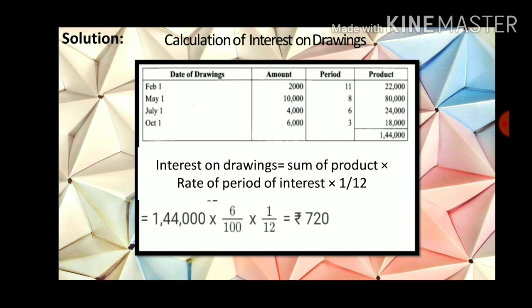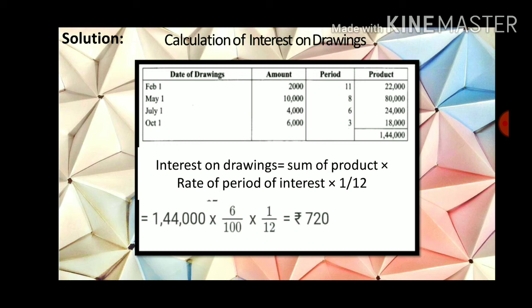Then October 1st to December. So 6,000 was withdrawn on October 1st, and till December we pay interest for 3 months. So 6 into 3, 6 3s are 18. So we get 18,000. Totally 1,44,000. This value is the sum of product. What is the total product? 1,44,000, withdrawn throughout the year.